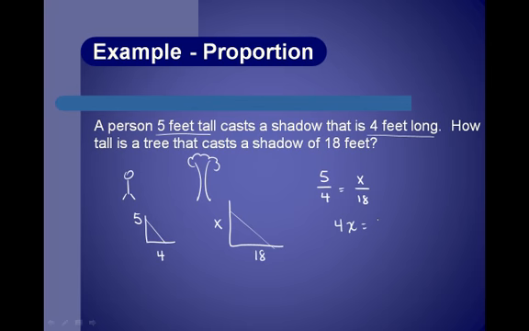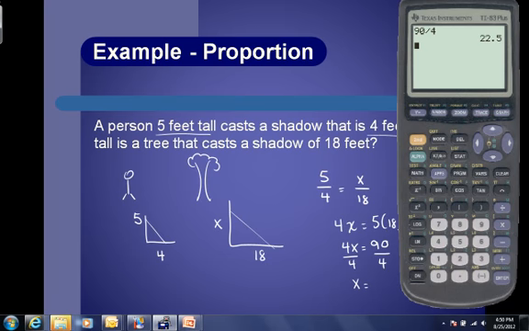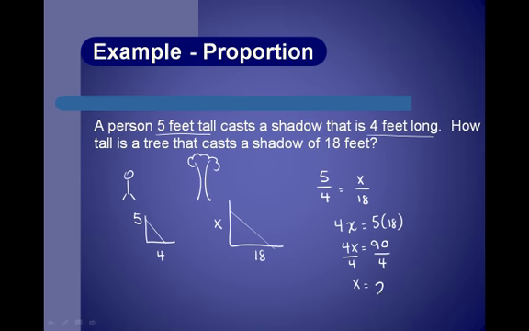4 times x equals 5 times 18, which means 4 times x would be equal to 90. Divide both sides by 4. So 90 divided by 4. On our calculator, 90 divided by 4 is 22.5, which means the height of the tree is 22.5 feet.